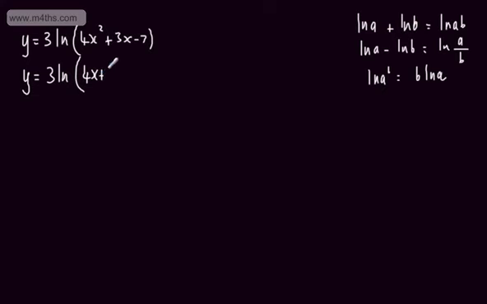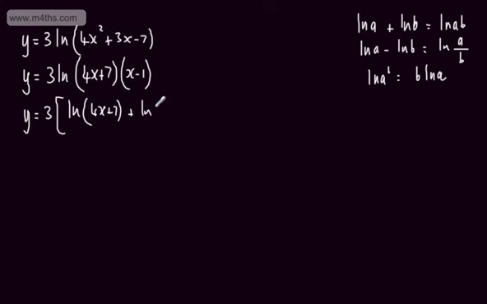So what we've got then is 3 lots of the natural log, and then we've got 4x plus 7, and then x minus 1. So let's just check: 4x squared minus 4x plus 7x minus 7. So we could write this now as y is equal to 3 lots of the natural log of 4x plus 7 plus the natural log of x minus 1. In this case, it's not going to be any more beneficial to do it this way, but you can see that this particular property, and certainly the power rule, will allow us some straightforward derivatives.